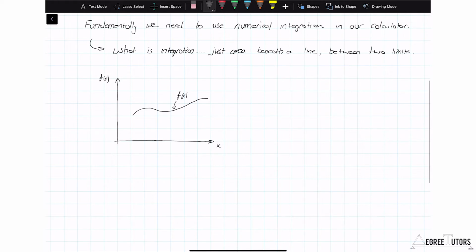That's all that is. And we can imagine at some point along that x-axis, we'll define a point A, and at some other point along the x-axis, we'll define a point B. Now, if this is very basic for you and you're very comfortable with integration, bear with me, because we're going to advance from this pretty quickly. I just want to make sure that everyone's on the same page here. So, what is integration? It's a way of working out what that area is.